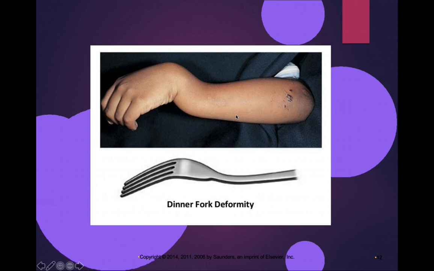So here is the arm. Here is the left arm. They're not in anatomical position, but the radius would be here. Here is the ulna. Here's the pinky side. And here's the dinner fork. So right here is the distal end of the radius, and it dislocated posteriorly, creating this deformity.